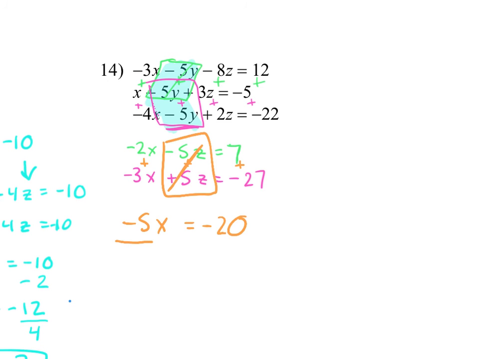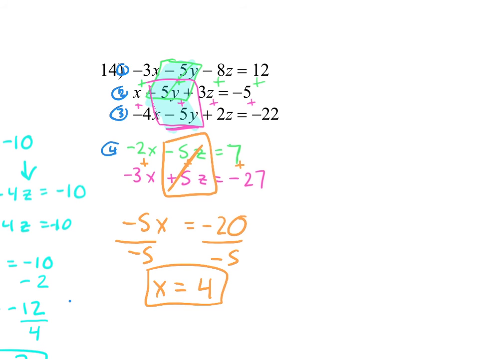Divide by negative 5. So x is equal to what? 4. Perfect. So that's one of our answers. But here, we need 3 answers. So what do we do to find the next one? So our options are plug it into 1, 2, 3, 4, or 5. 2.